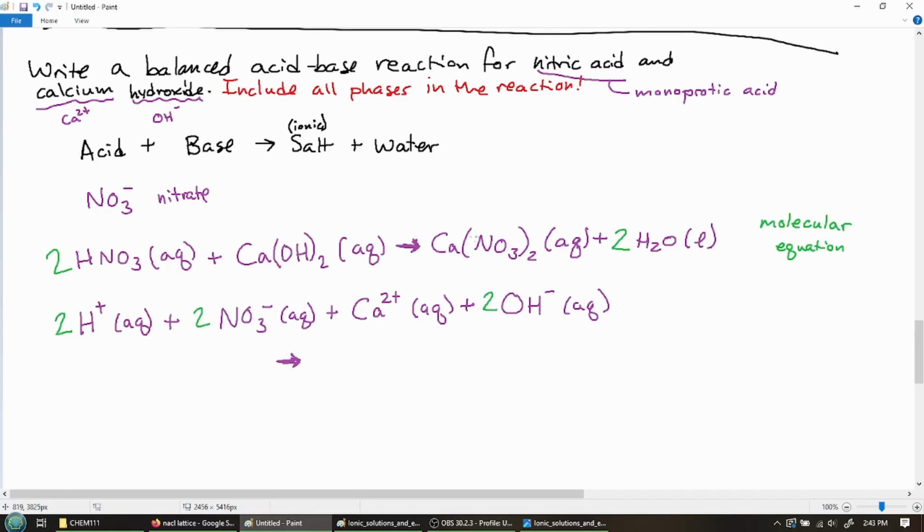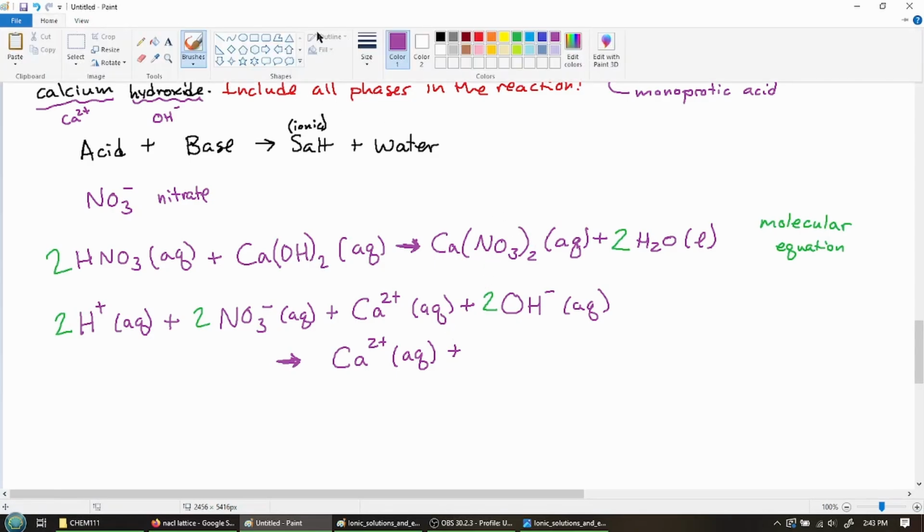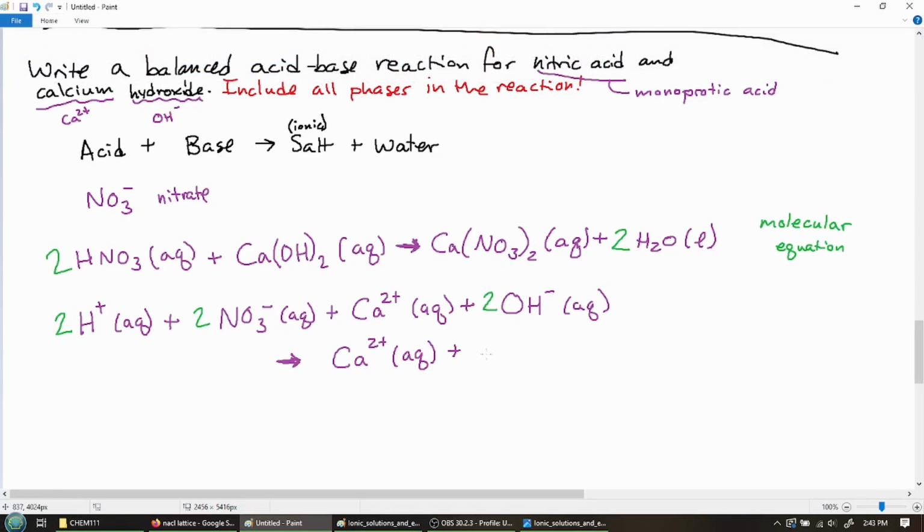Well, now our calcium nitrate, this is also going to split apart. Now, how do we know that? Well, that's going to get a little bit into solubility rules, which we'll talk about in this next video. Okay, so this species is going to be aqueous. How about the nitrates here? Well, we're going to have 2 of them here, so this is going to be 2 aqueous nitrate ions.